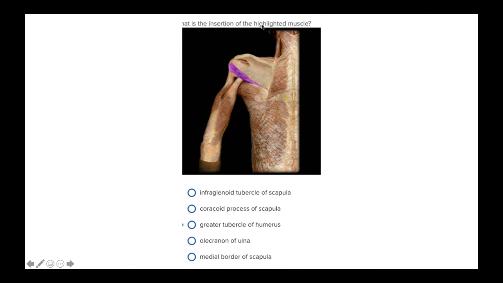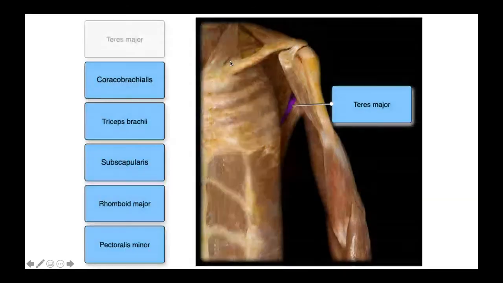What is the insertion of the highlighted muscle? So here we're looking at Teres Minor. We have to find the greater tubercle of the humerus. And there it is, greater tubercle of the humerus. Supraspinatus, infraspinatus, and Teres Minor all have the same insertion, greater tubercle.